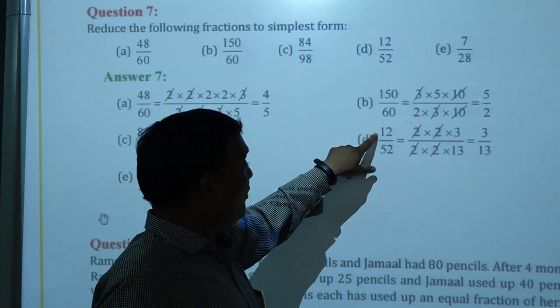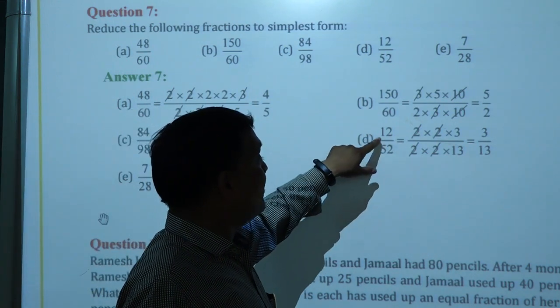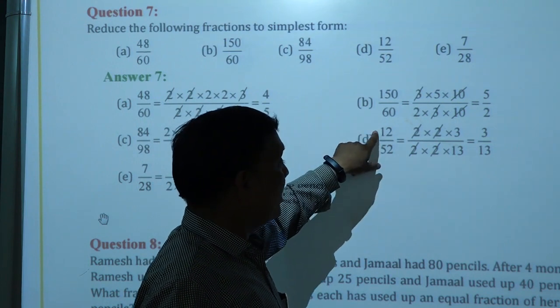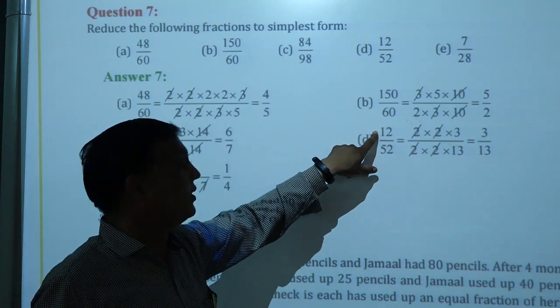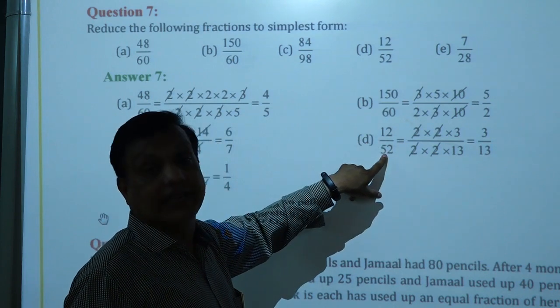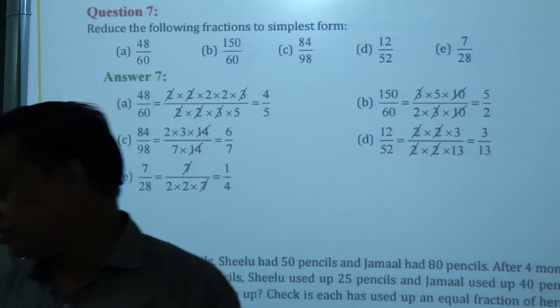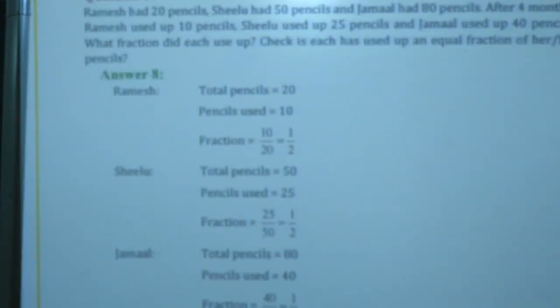Next, 12 upon 15. In which table will they both come? Not the 3 table, the 4 table also they will come. 4 3s are 12, 4 13s are, so 3 upon 13. Next question.